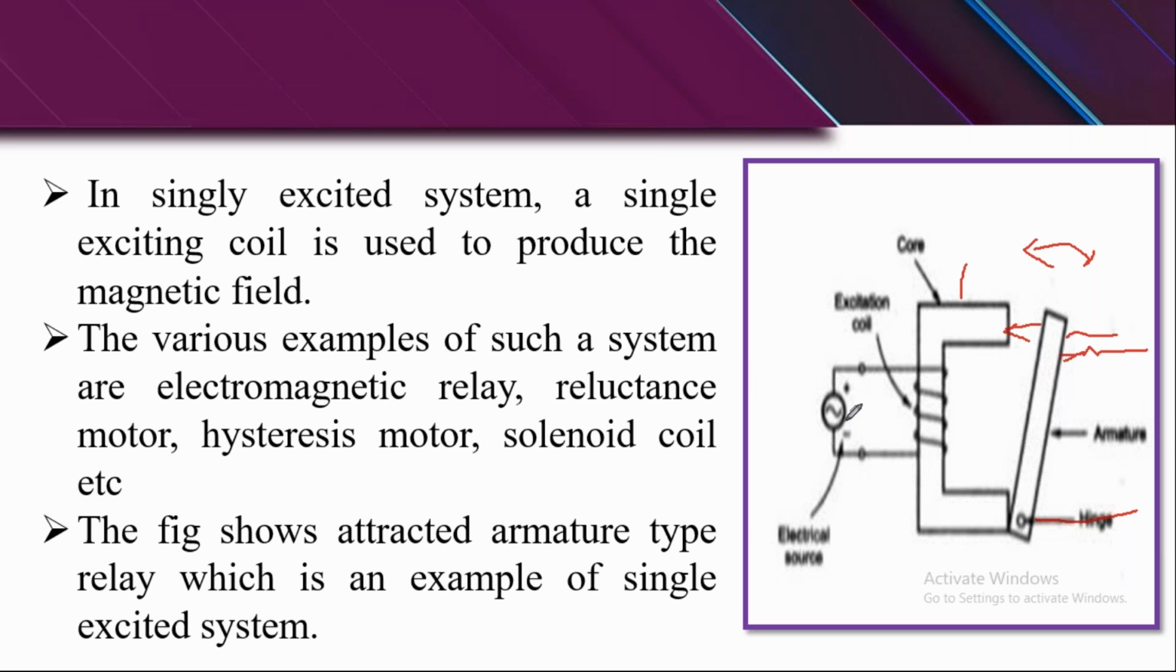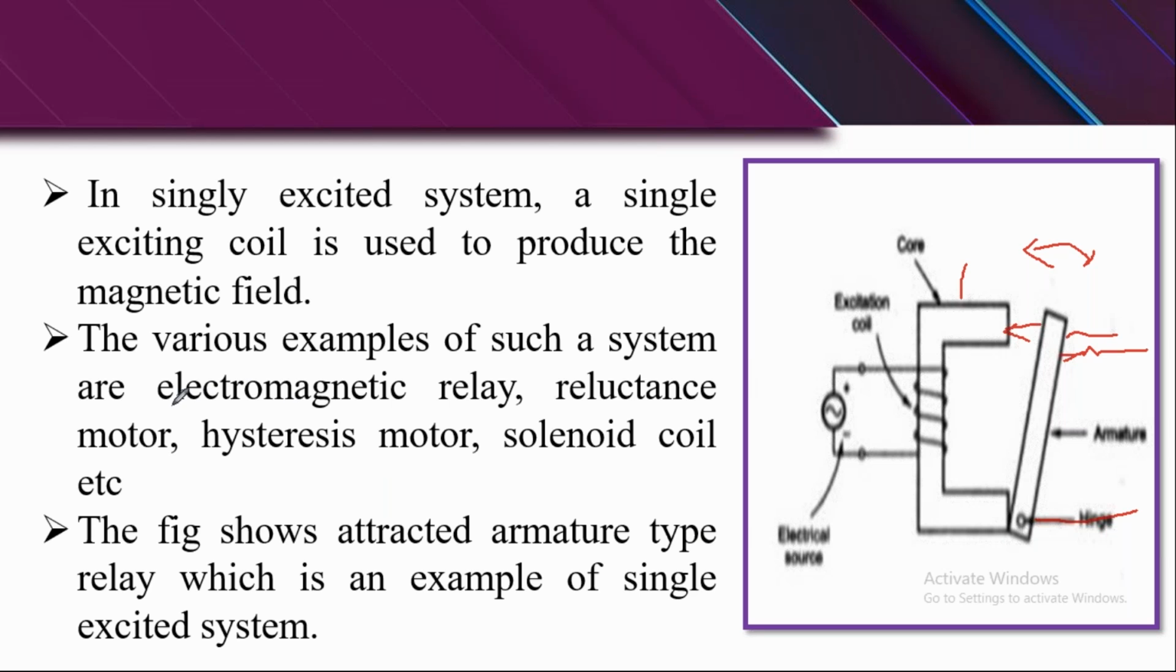Then the continuous supply will be coming. Now, when the current is zero, the coil is de-energized and this armature becomes open circuited. So this is called the solenoid armature type, or attracted armature type. This type of construction is called an attracted armature type relay. Now we will see the different types of devices which belong to the single excited system.